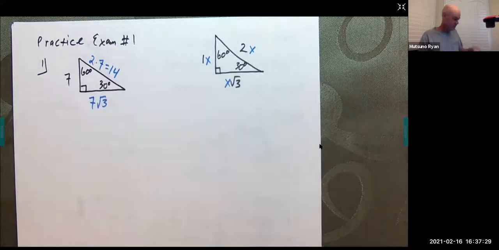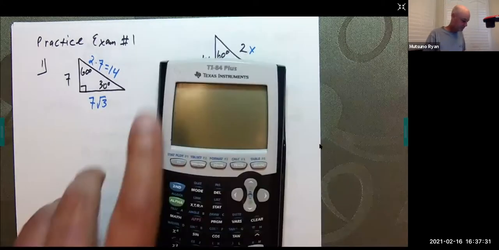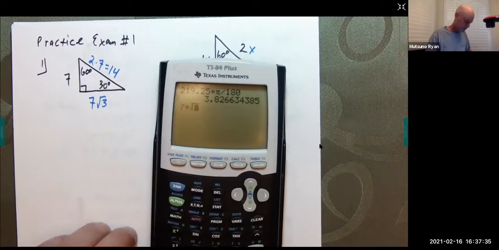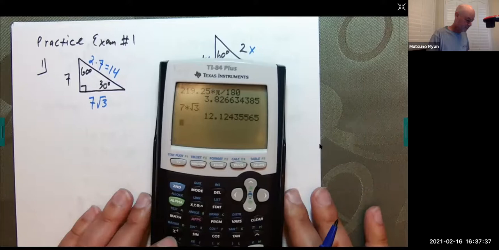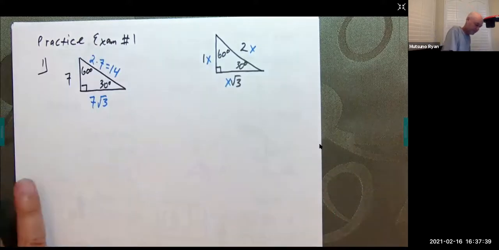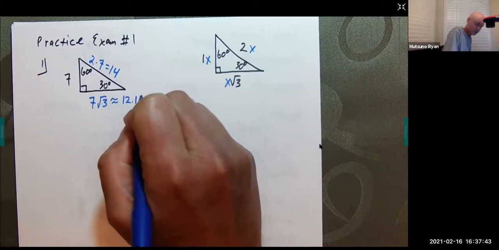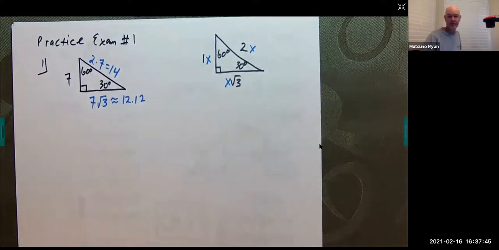And they want a decimal approximation of that as well. So 7 times the square root of 3, 12.12. So this is about 12.12. And they do not say where to round it off. That's okay. So that's problem number 1. Problem 2 is here.